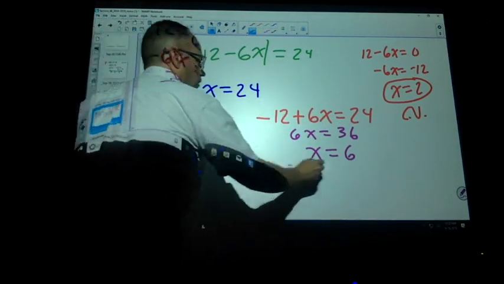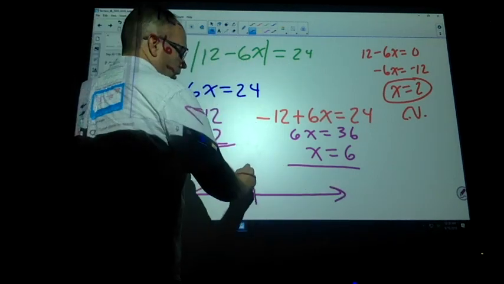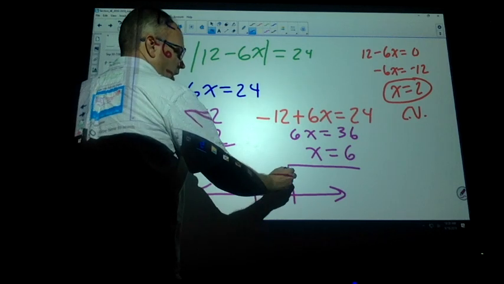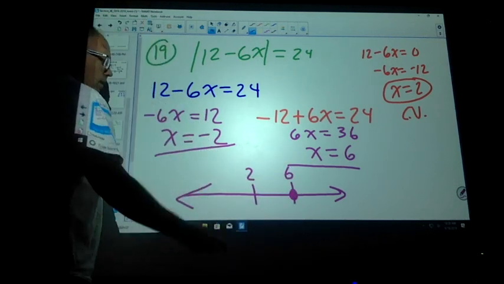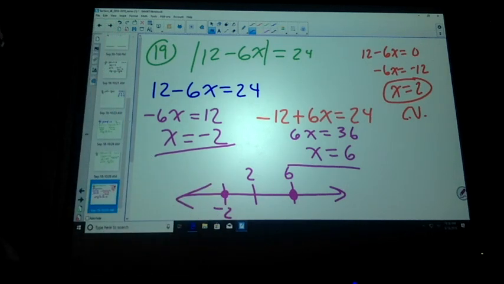So here's my two answers. So if I put it on a number line, I can list my critical value of 2. And I know to the right of that I'm going to have 6. So I'm going to put a dot right there. And I have negative 2 here. So negative 2 is 4 away from 2. 6 is 4 away from 2. 2 is our critical value. That's all it is. Where am I not making sense?